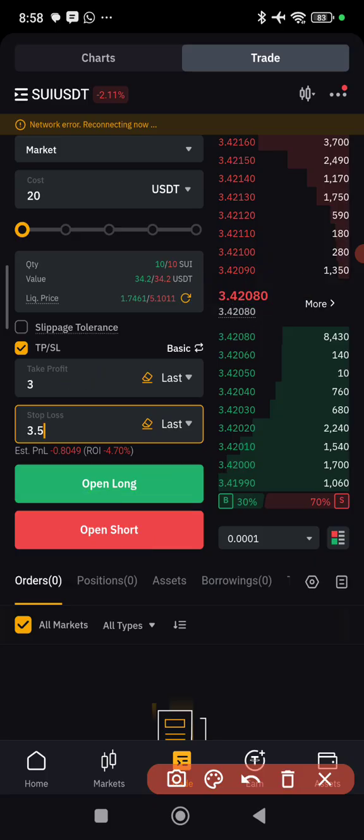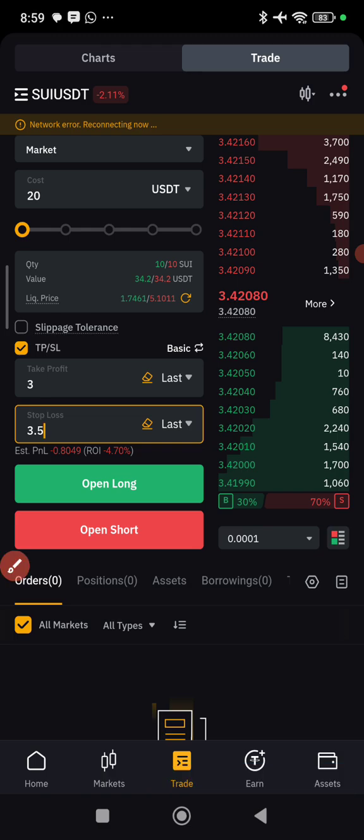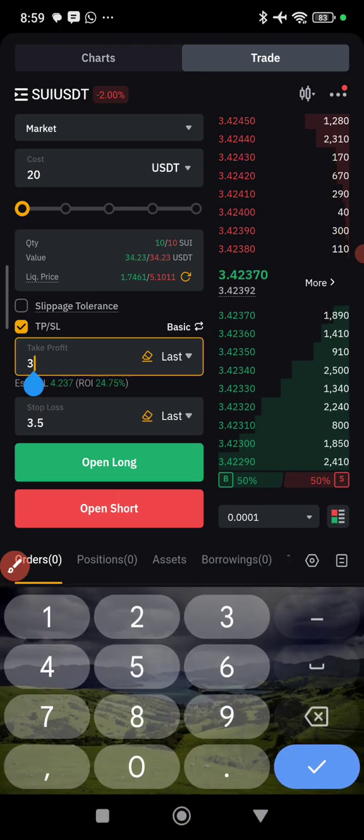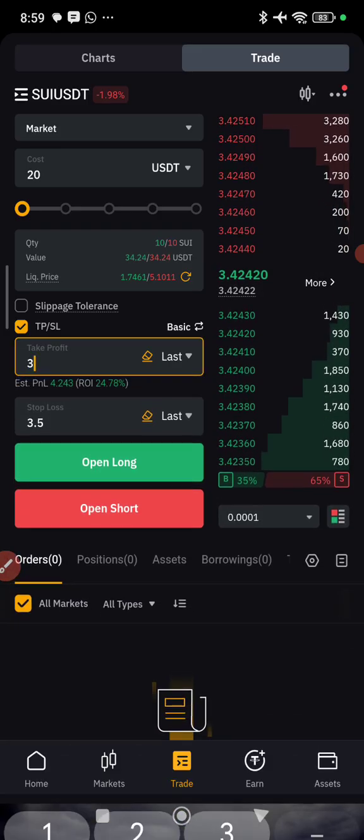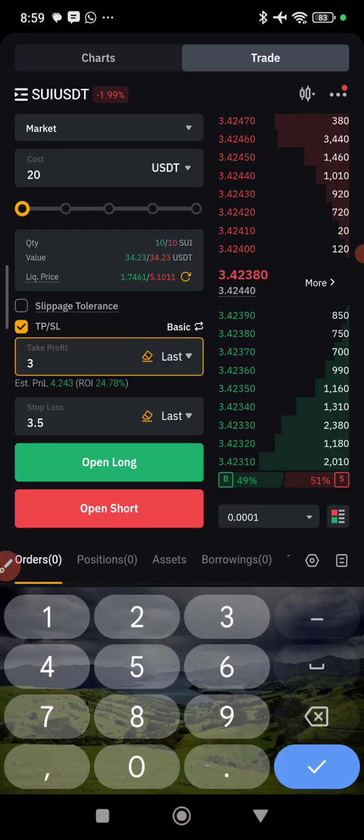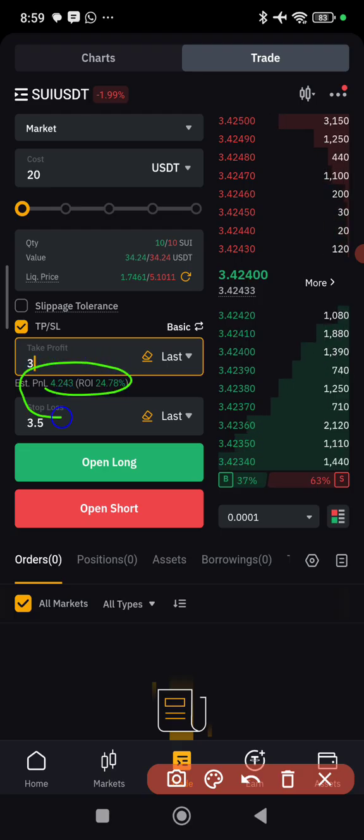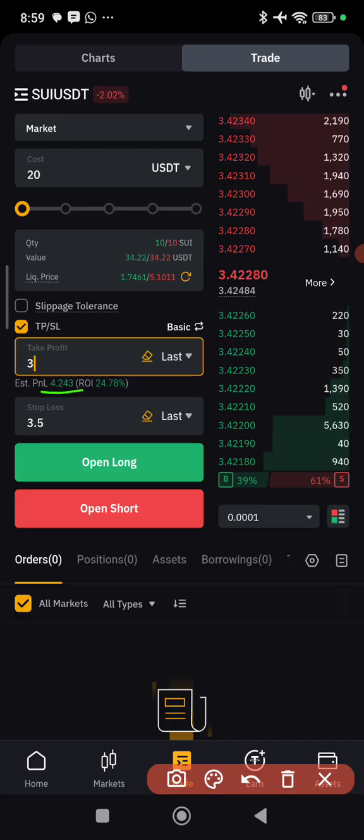Then why did I use 3.5 for stop loss? Now 3.5 for stop loss simply means that if the price should go above 3.4 to 3.5, stop it for me. I don't want to trade again. So I will only lose 80 cents from this trade. Okay, so if I click on my take profit now, you see that I will be making exactly $4. Is it $4? Yes, $4.24. That's what I will be making for this trade if I sell the market.